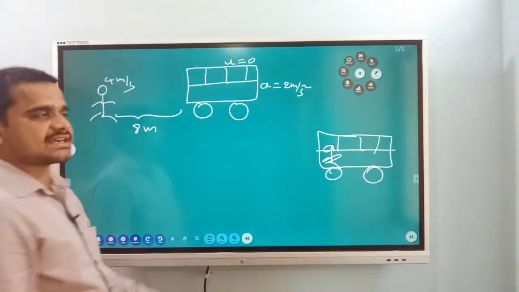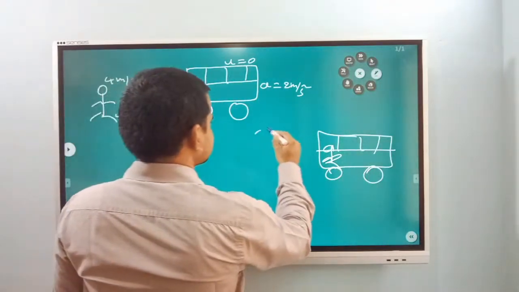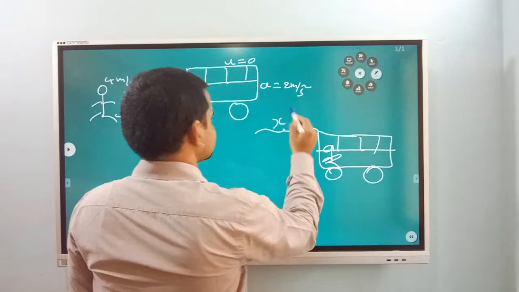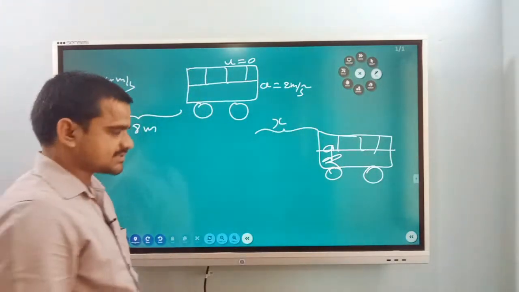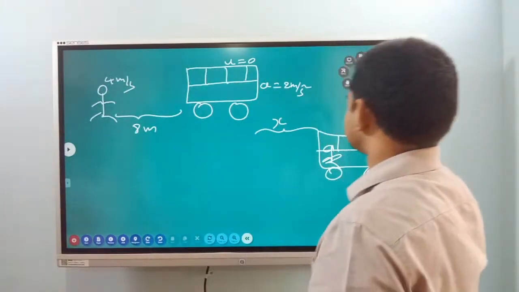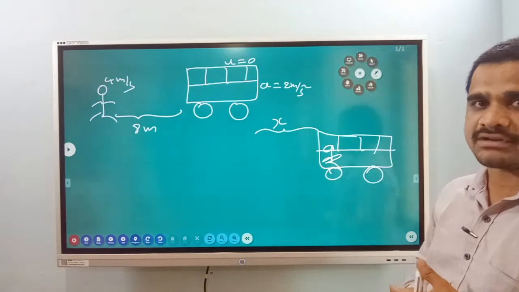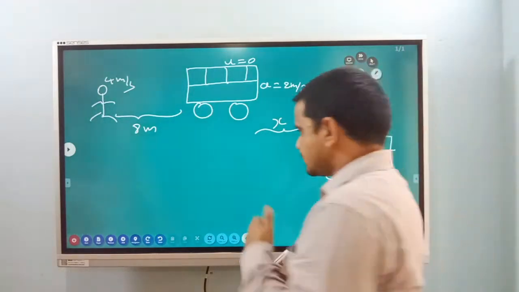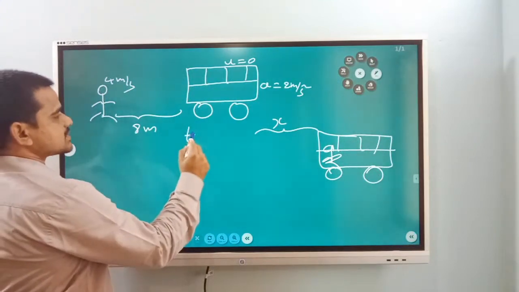He catches the bus here. Means during this time, the bus will travel some distance, accelerated. The distance, take it as some x. The bus will travel a distance of x. Let's imagine that. Then, actually what we want to find here? We want to find the time, how much time he will take.